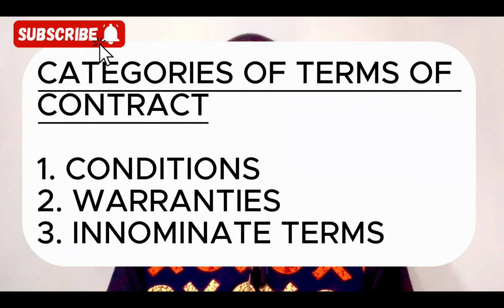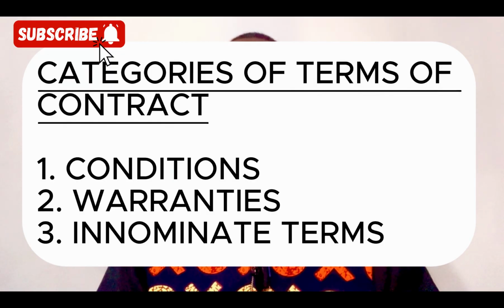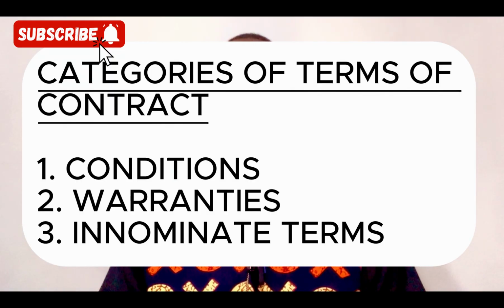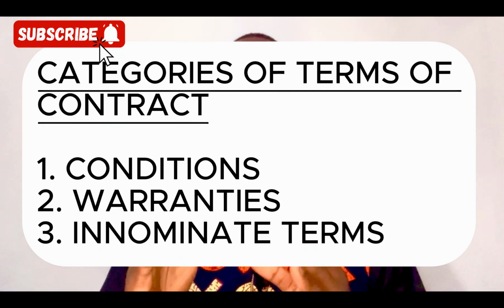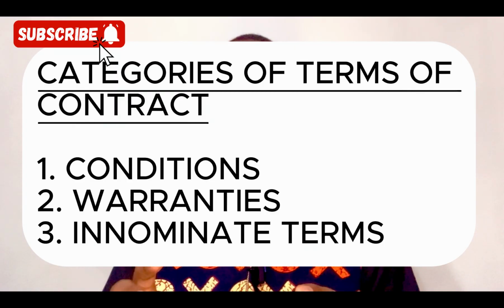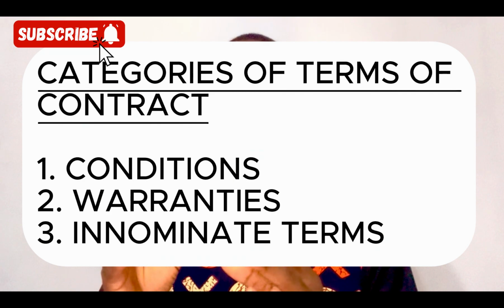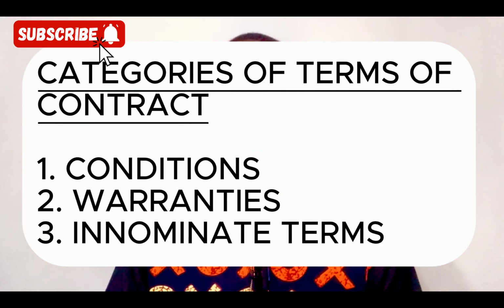Let us also look at this. Now, whether the term of the contract is express or implied, it can be classified into 3 major heads. We have some of the terms of the contract which are known as conditions. Others are known as warranties, whilst others are known as innominate terms.